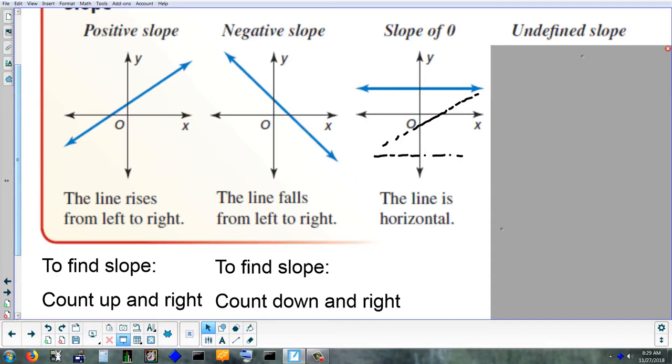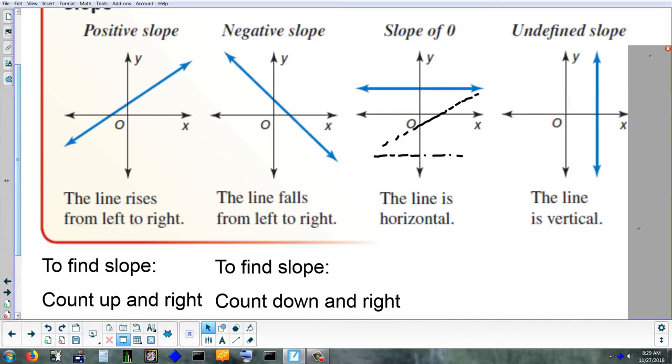So if slope of zero is horizontal, undefined is going to be what? Vertical, up and down. There it is. So again, same deal for undefined. You're describing it as undefined, and there's nothing you can find for the slope. The slope is undefined. You're done. All right? So these are the quick and easy ones. Horizontal, zero. Done. Up and down, vertical, undefined. Done. These take a little more work because you have to say it's positive or negative, then you've got to count and simplify if you need to.